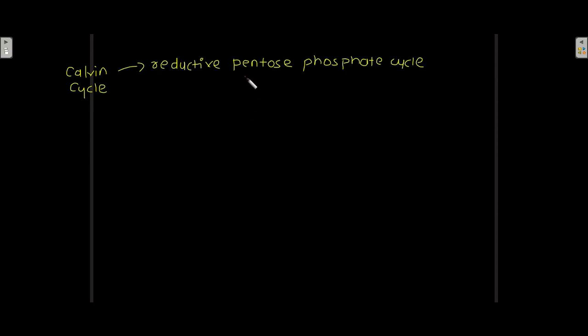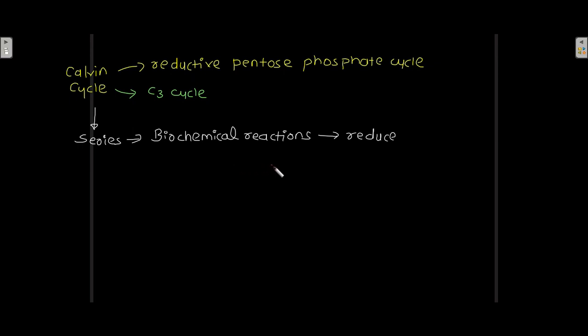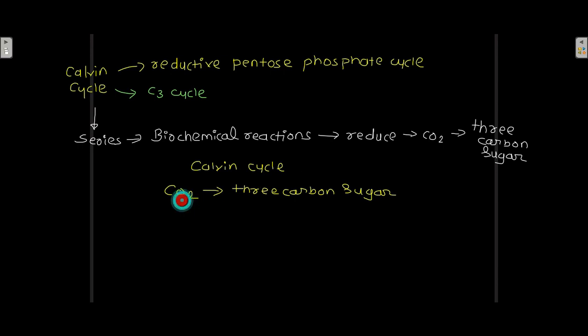Now this Calvin cycle is also known as the reductive pentose phosphate cycle, and it is also known as the C3 cycle. Now this Calvin cycle is a series of biochemical reactions in which there is a reduction of carbon dioxide into the 3-carbon sugar. So the Calvin cycle is all about the reduction of carbon dioxide to 3-carbon sugars.